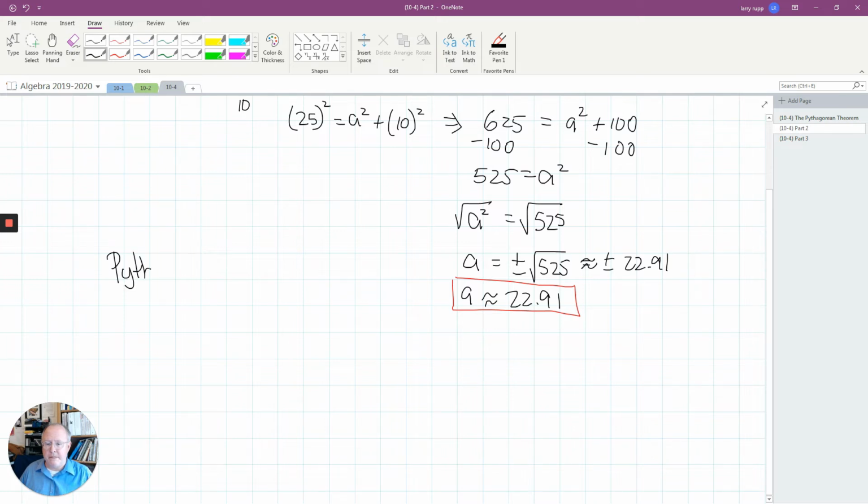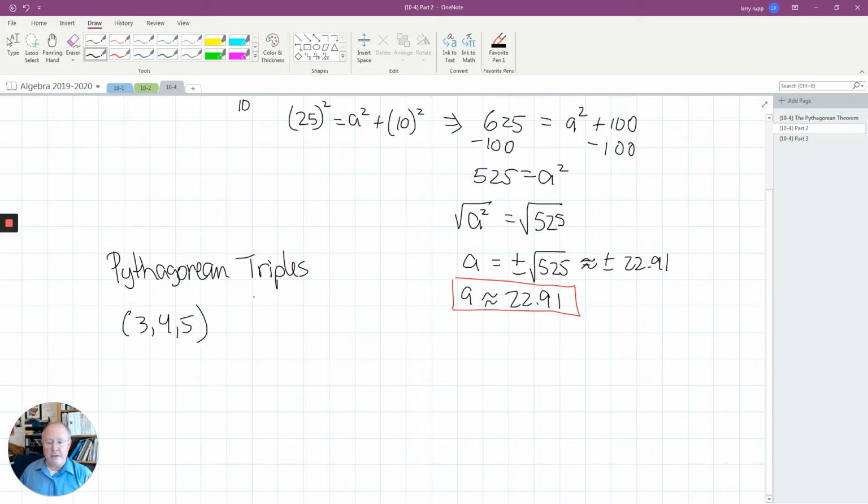Okay, Pythagorean triples. Basically, a Pythagorean triple is any three numbers that satisfy the Pythagorean theorem. For example, 3, 4, 5 is a Pythagorean triple. Of these, how do you know which one is the hypotenuse and which ones are the legs? The hypotenuse is always the largest value of the three. 5 would be the length of the hypotenuse.